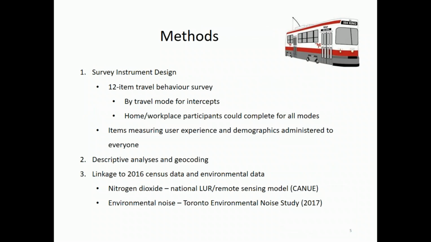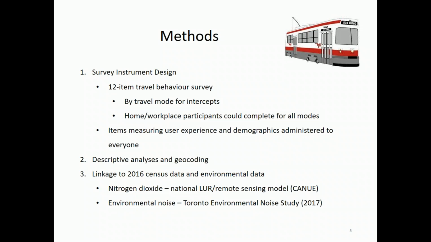So the survey was an online survey, and it was designed by reusing questions from a previous study that was designed here at the University of Toronto, from AMR, but we also adopted questions from the Canadian Community Health Survey from 2013, as well as from ISO standards for assessment of environmental noise.